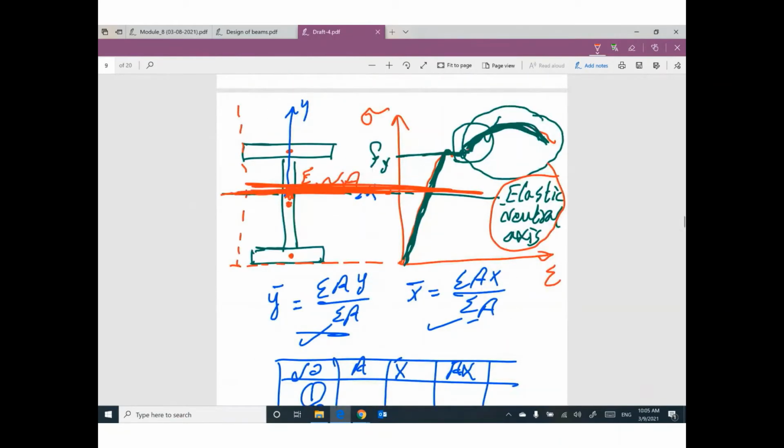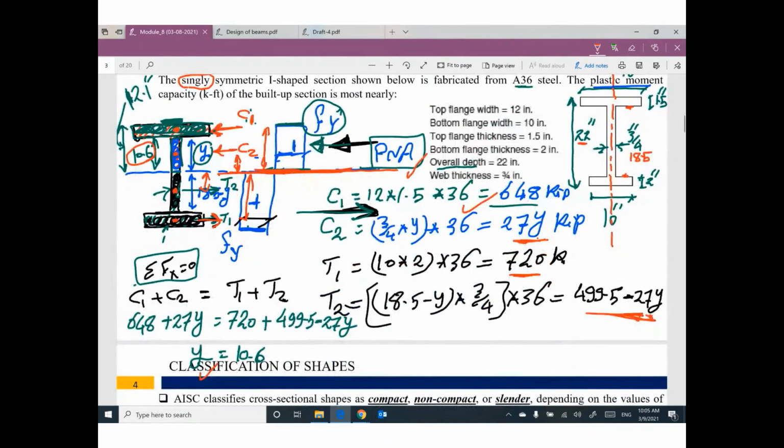This centroid, based on these calculations, this neutral axis can be called the elastic neutral axis. You are in the elastic region. But if you are in the plastic region, which is yielding, we have a different technique. One part of the cross section is under compression, the other part under tension, and the transition between the two parts is called the plastic neutral axis.